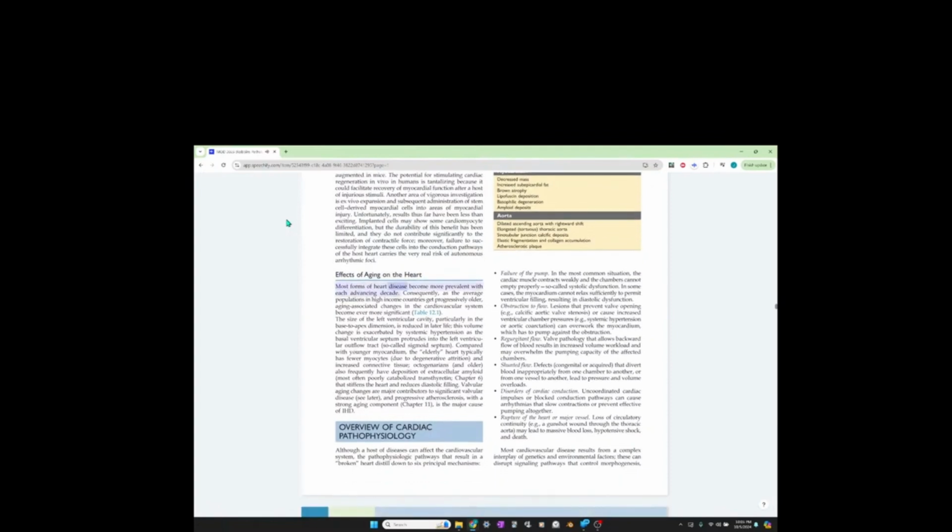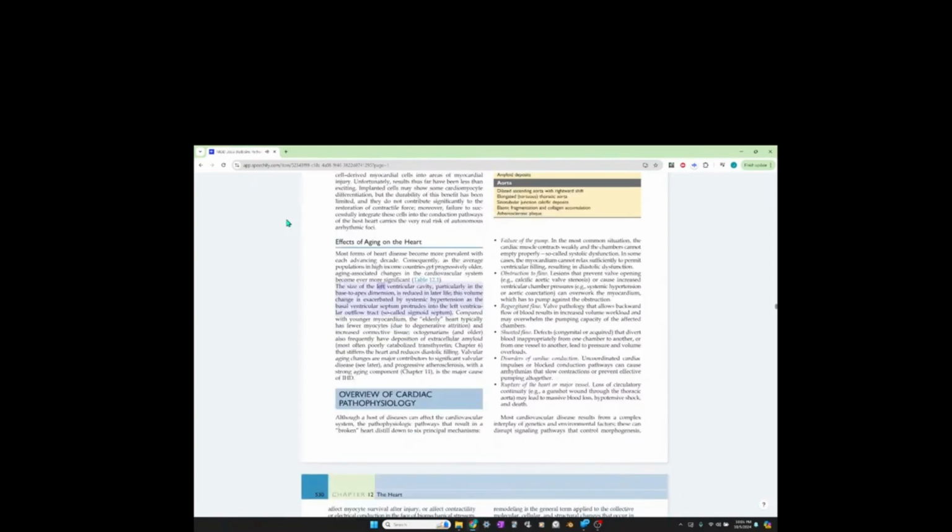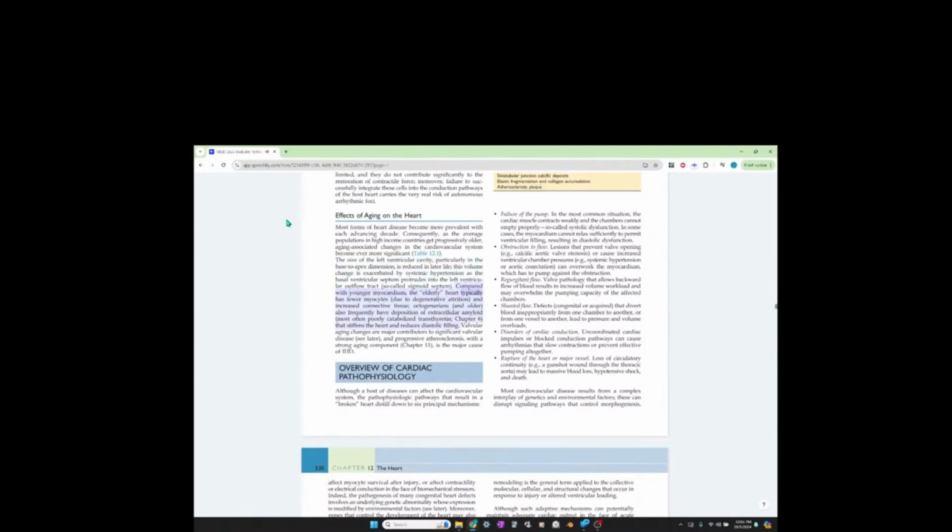Effects of aging on the heart. Most forms of heart disease become more prevalent with each advancing decade. Consequently, as the average populations in high-income countries get progressively older, aging-associated changes in the cardiovascular system become ever more significant. The size of the left ventricular cavity, particularly in the base to apex dimension, is reduced in later life. This volume change is exacerbated by systemic hypertension as the basal ventricular septum protrudes into the left ventricular outflow tract. Compared with younger myocardium, the elderly heart typically has fewer myocytes and increased connective tissue. Octogenarians also frequently have deposition of extracellular amyloid that stiffens the heart and reduces diastolic filling.